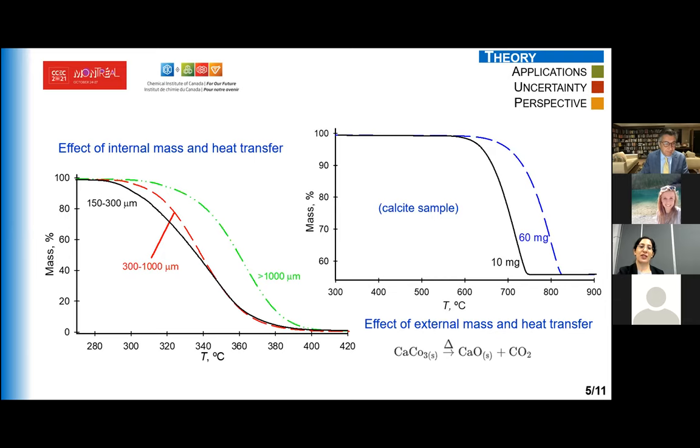This comes from different sizes of particles, which can have different heat and mass transfer rates. It's obvious that smaller particles can be heated up faster. So again, especially if you are using TGA to find the kinetics, you should go with particles as small as possible to find the correct kinetics. Otherwise, you're dealing with heat and mass transfer, not your reaction.